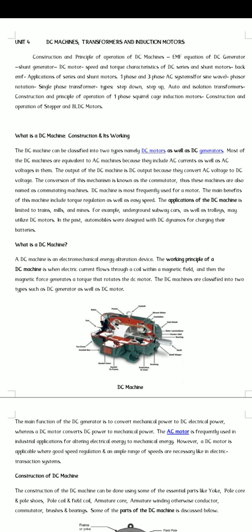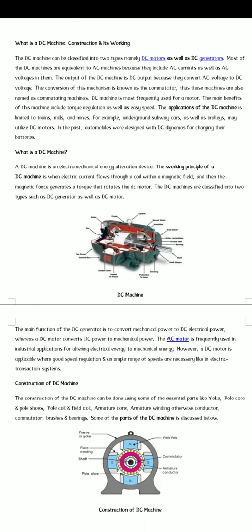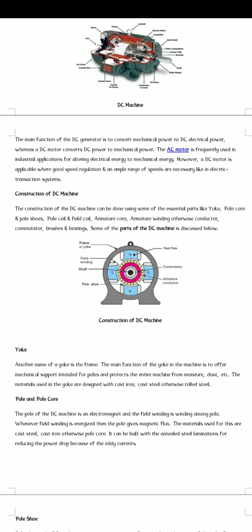Okay, so here the first topic is construction and working. Construction and working of a DC machine: some parts of the machine are there, and those parts are shown in the figure. Construction of DC machines: here the frame or yoke, the next parts are field winding, pole shoes, field poles, commutator and armature conductor. Only the commutator is present in DC machines.